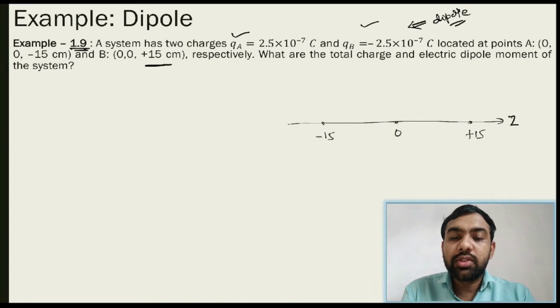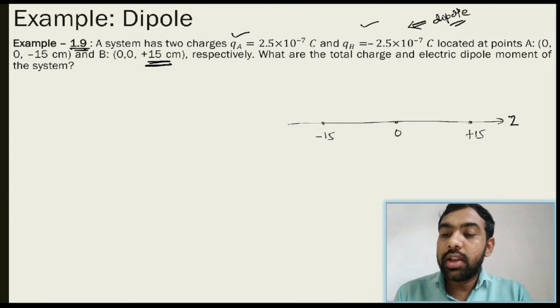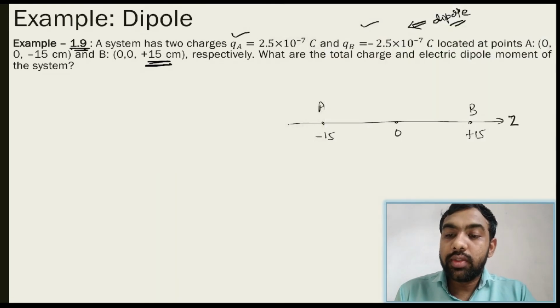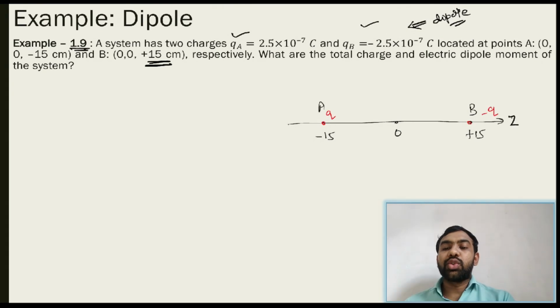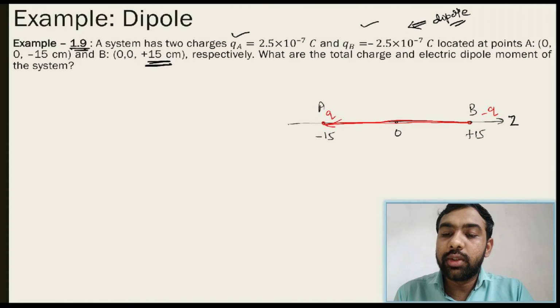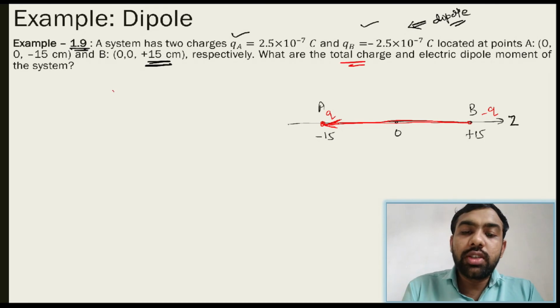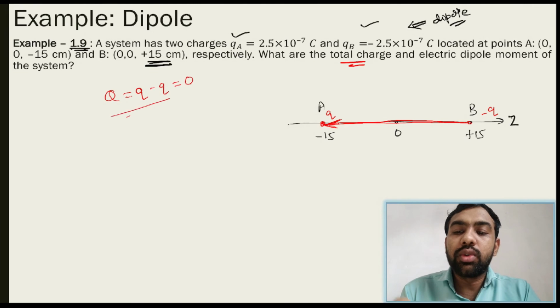यहाँ पे देखो 0, 0 मतलब x y z, तो z coordinate दिया है. Here this is point B and here it is point A. So here plus q is placed and here minus q is placed. So that is the direction of the dipole, along the negative z direction, minus q to plus q. What is the total charge? The total charge on the dipole is always 0. q minus q is equal to 0.